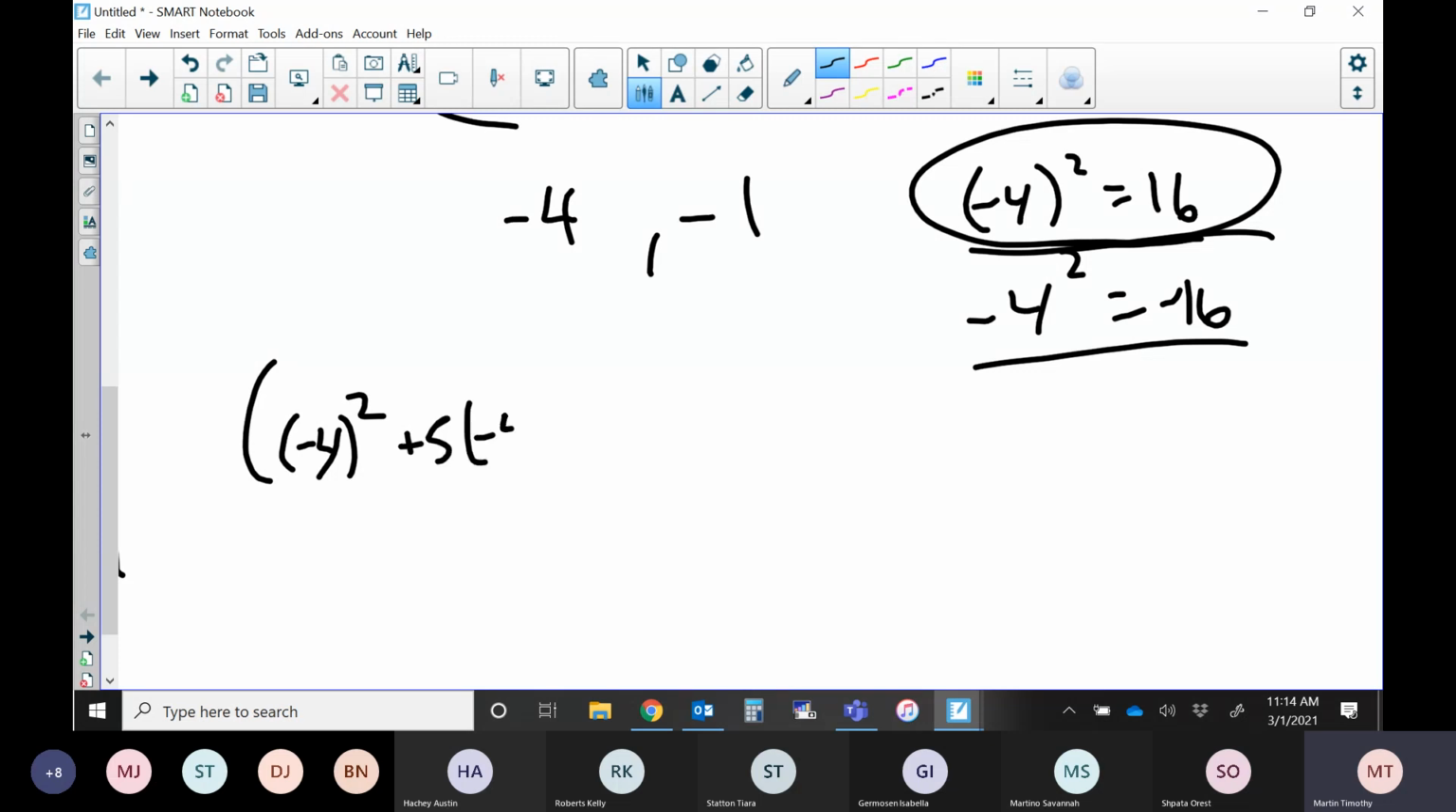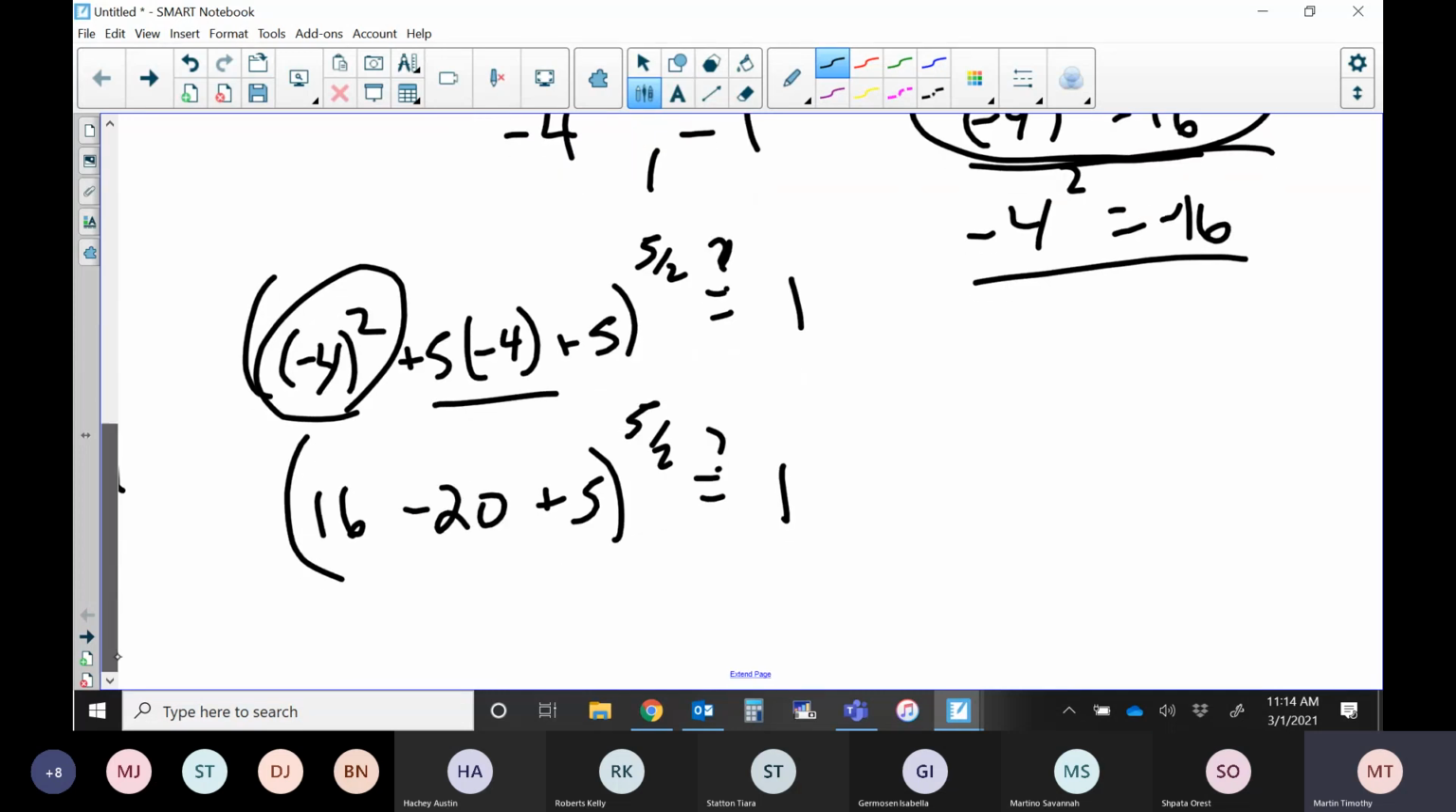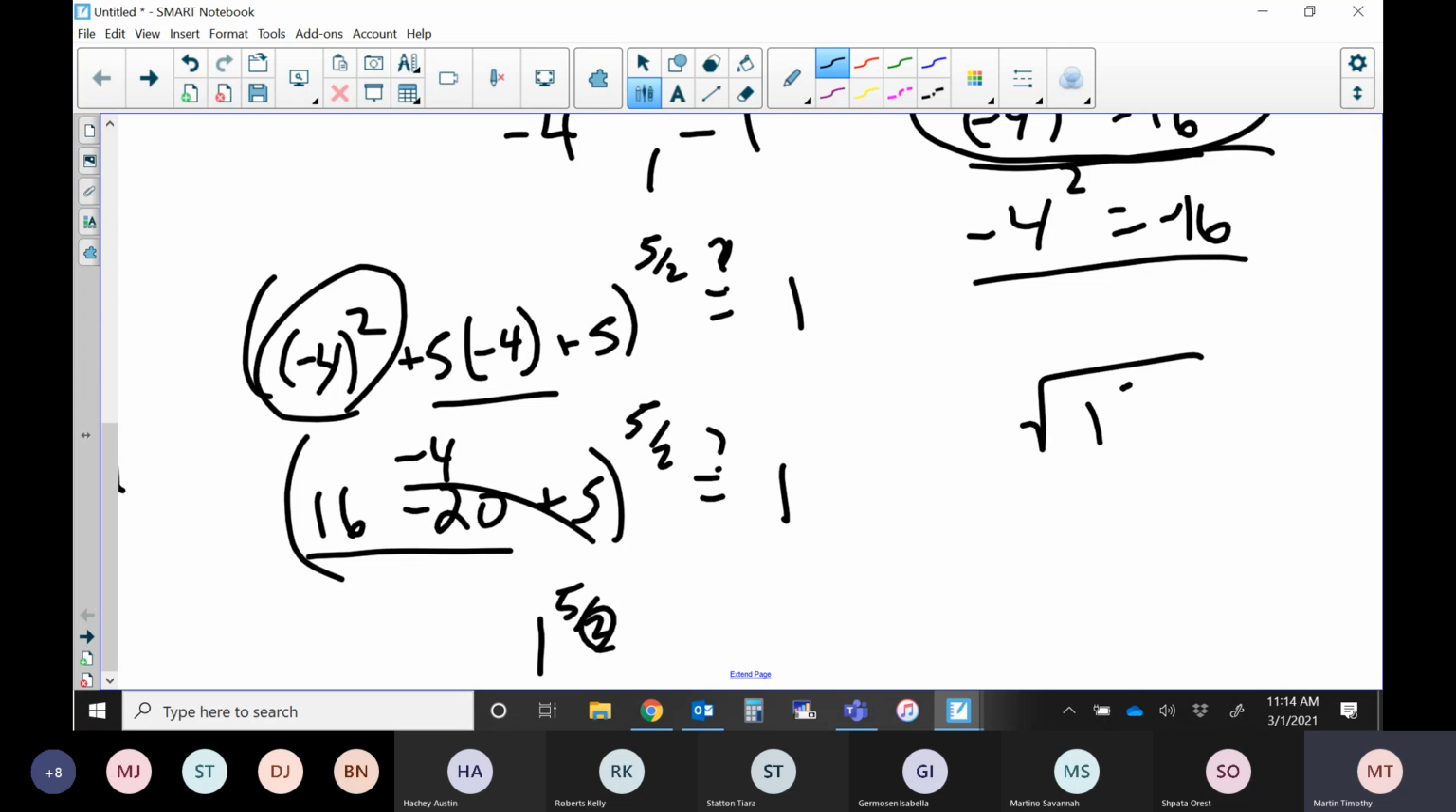So (-4) squared, plus 5 times -4, plus 5, all to the 5/2 power. We're questioning, does that equal 1? That turns into a 16, that turns into a -20, plus 5, all to the 5/2 power. Does it equal 1? 16 minus 20 is -4, and -4 plus 5 is 1. 1 to the 5/2 power, what does that mean? That means the square root, with an index of 1 to the 5th. 1 to the 5th is 1. Square root of 1 is 1. 1 equals 1. Check.